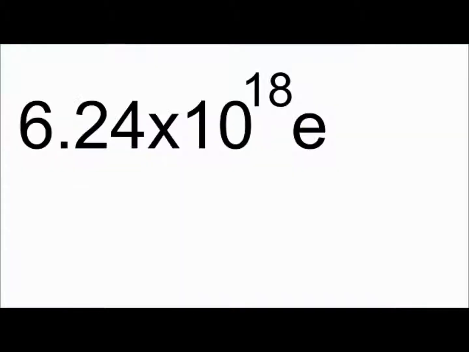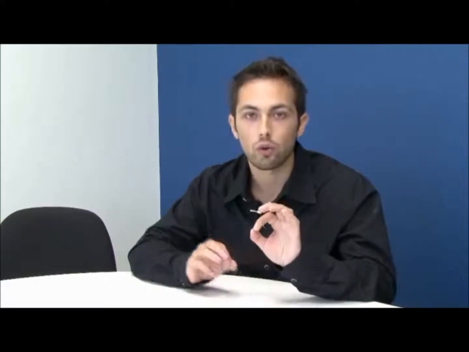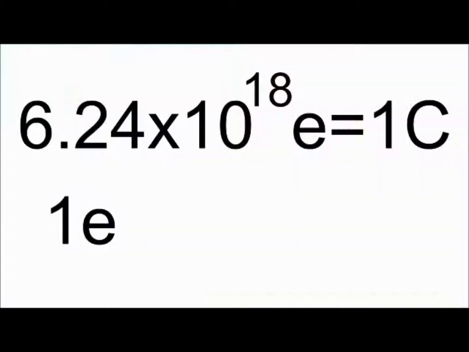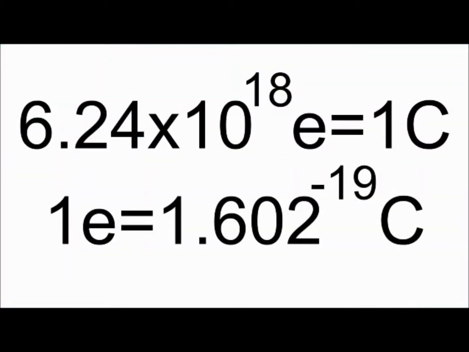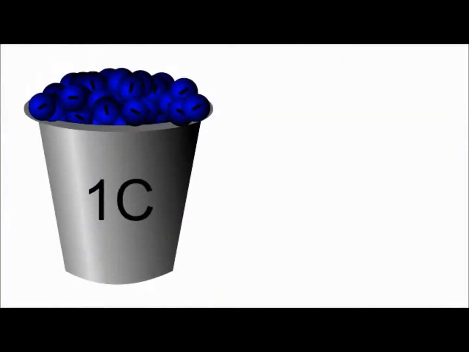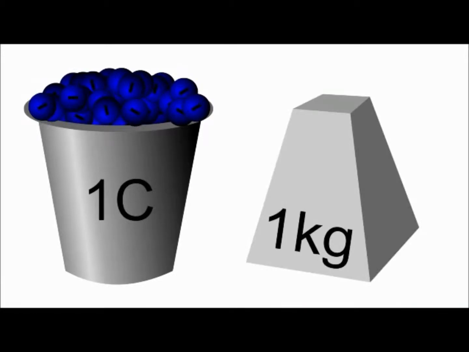It would take 6.24 times 10 to the 18 electrons to make up 1 coulomb of charge. Or, looking at this a different way, you could say that each electron or each proton has only a tiny fraction of a coulomb of charge. One electron has 1.602 times 10 to the minus 19 coulombs of charge. I like to think of a coulomb as a little bucket full of electrons. Like a kilogram of material, a coulomb of electrons is a nice, convenient way of talking about a standard unit of charge.